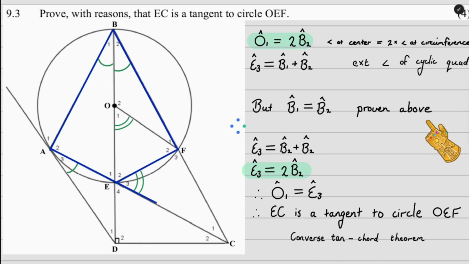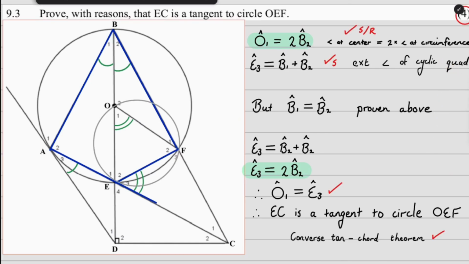Right, let's have a look where the 4 marks are coming from. So your first mark will come from the statement and reason that's associated with angle at the center is 2 times the angle at the circumference. The exterior angle of cyclic quad statement gets you a reason. Making the link between O1 and E3 gets you your 3rd mark, and the converse tan chord theorem gets you your 4th mark. And just in case you wanted to see it visually again, I've drawn the circles, so now we can actually see the tan chord theorem in action over there. And that wraps up Frastal 9, my bro.